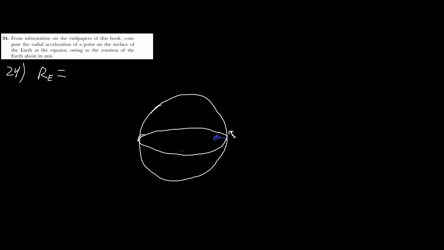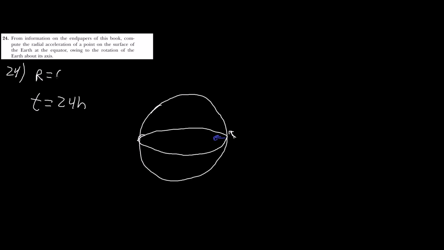We're going to take that distance that it travels, and we're going to divide that by the time. So what time does it take, folks? The time is going to be 24 hours. Beautiful. So the radius of the Earth, folks, is going to be 6378 kilometers.